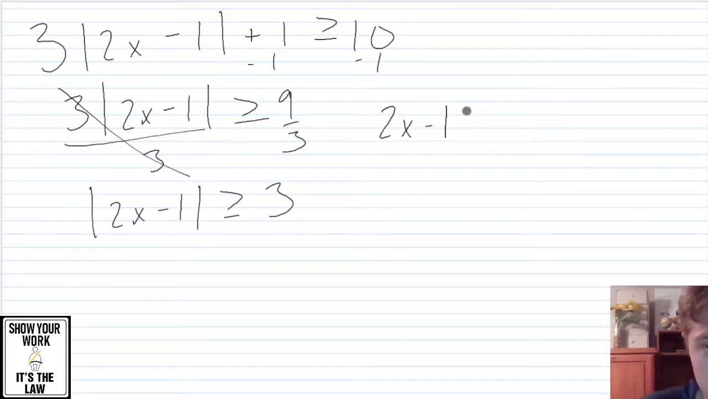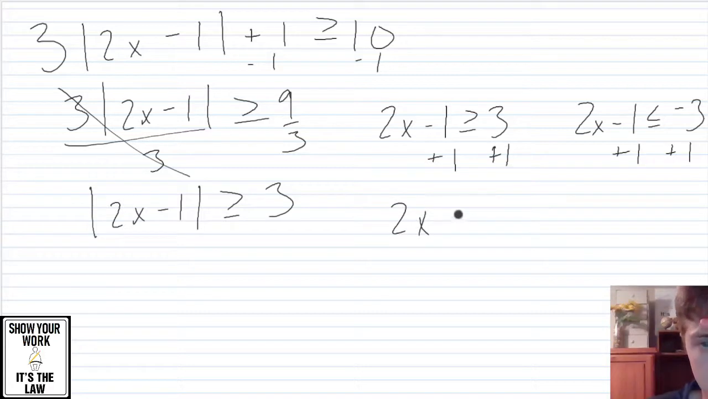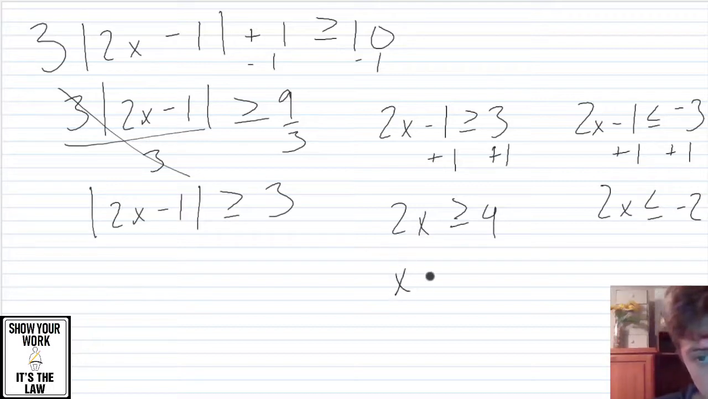2x minus 1 greater than or equal to 3, 2x minus 1 less than or equal to negative 3. And then we solve, and that gives us 2x greater than or equal to 4, 2x less than or equal to negative 2, divide by 2, x greater than or equal to 2, x less than or equal to negative 1.